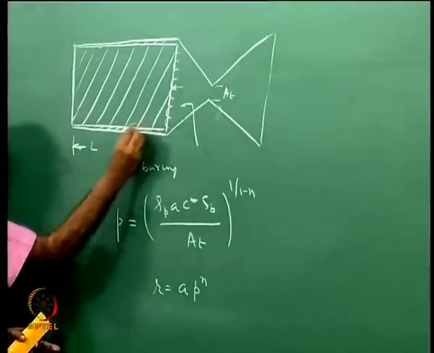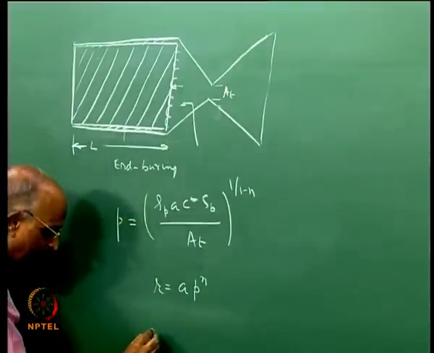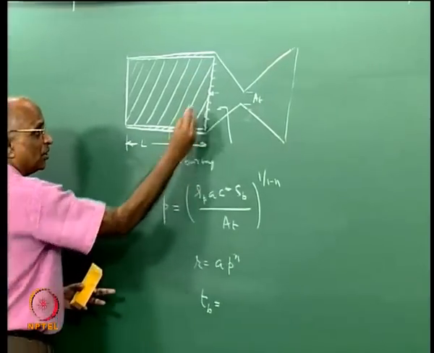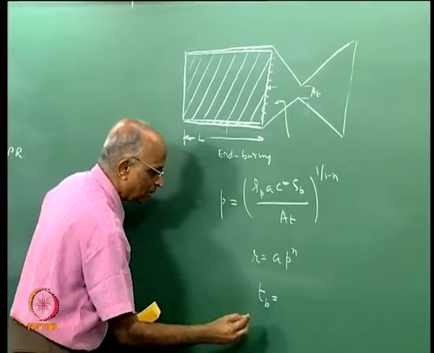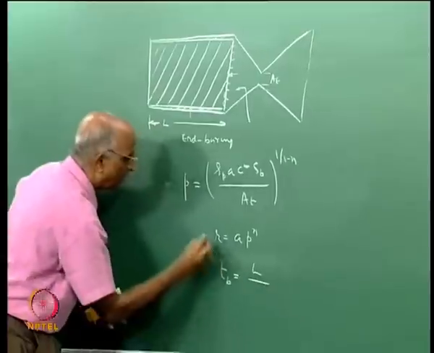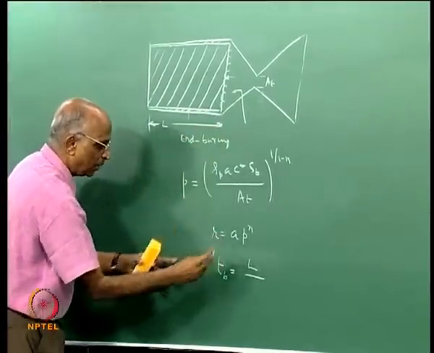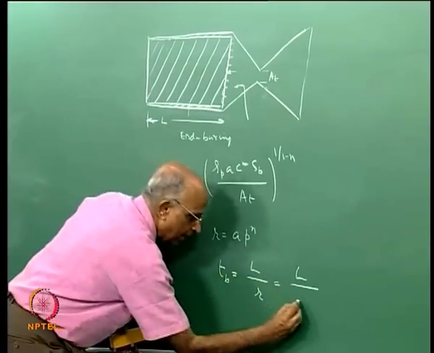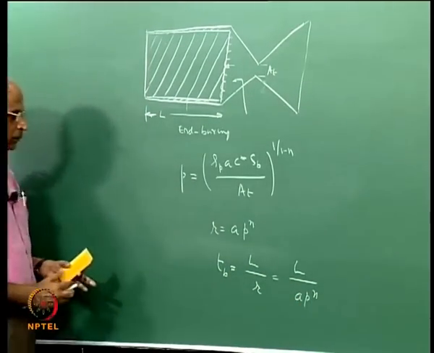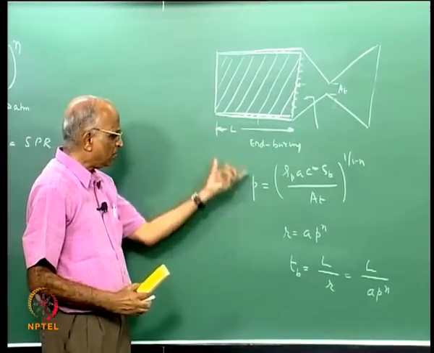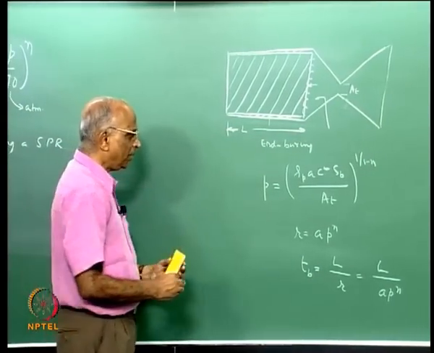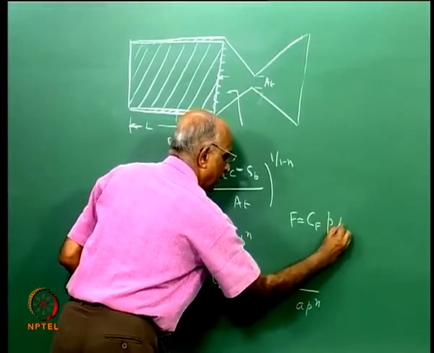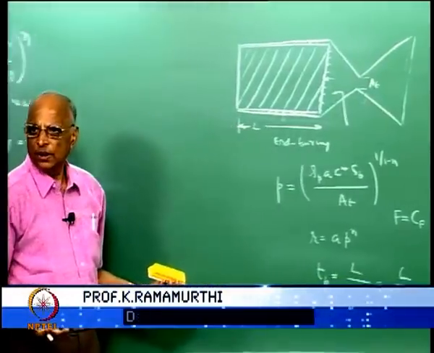I know the burn rate, and therefore, if my solid propellant end burning grain has a length L, the time over which the motor burns is, P is constant, because S B is a constant, and therefore, T B is equal to the length of the grain L divided by the burn rate R, which is equal to L divided by a P to the power n. That means, the thrust developed by this particular rocket, I know the value of pressure, and the thrust developed is equal to C F P into A T, right.